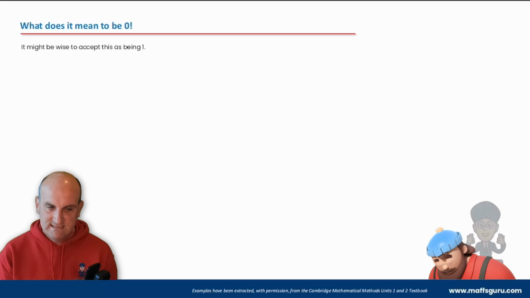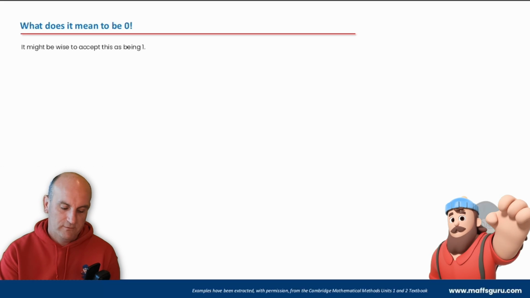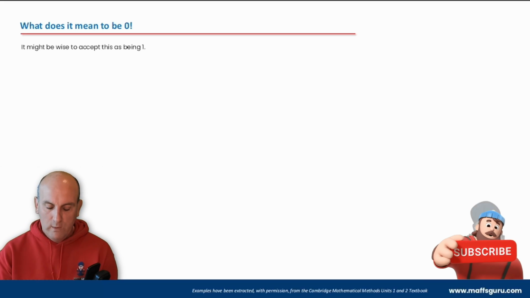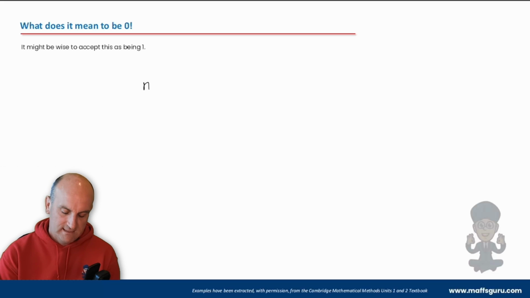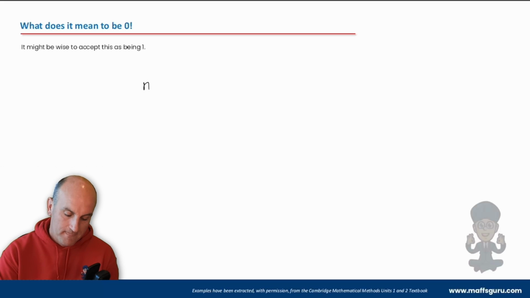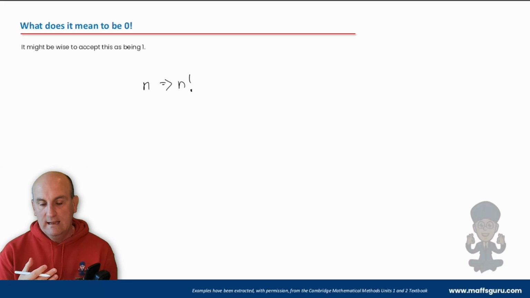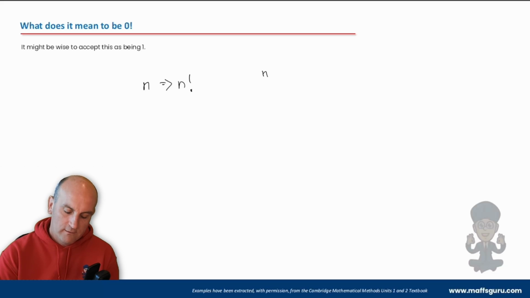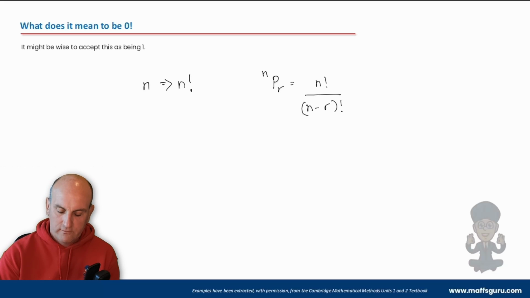Now, what does it mean to be 0 factorial? A lot of people turn around and go, oh, well, we know that if I've got n objects, we know the number of ways of arranging that is given by n factorial. So we know that n objects, n factorial. What if we had then the formula? We know that the formula for nPr is n factorial divided by n minus r factorial.